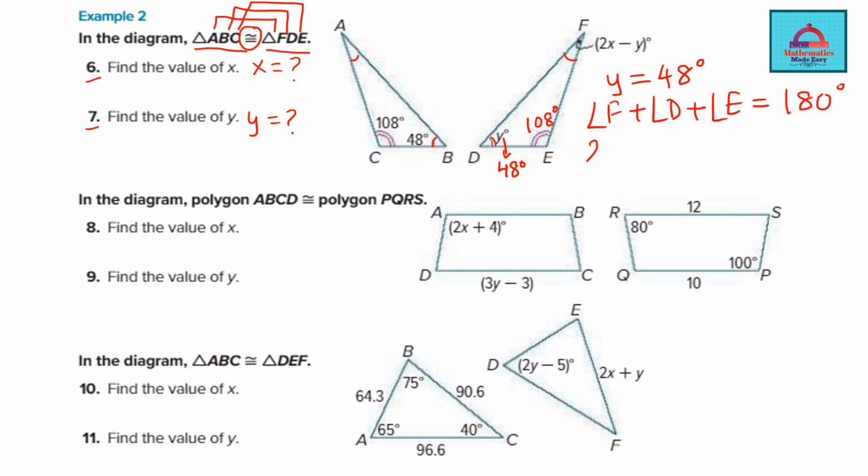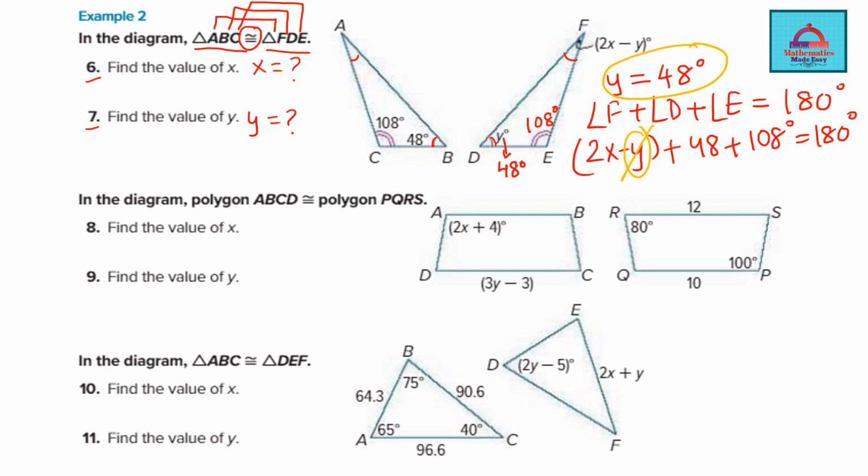So F is how much? 2x minus y. D is how much? 48. E is how much? 108. This is equal to 180. So now we will use the calculator to simplify. Also you can plug in the value of y equal to 48 here.